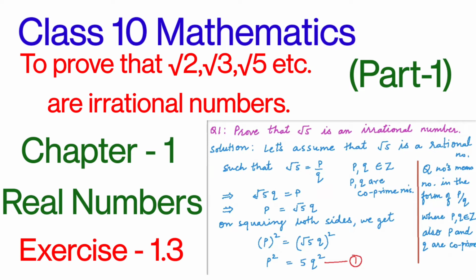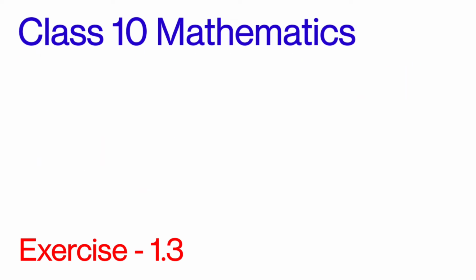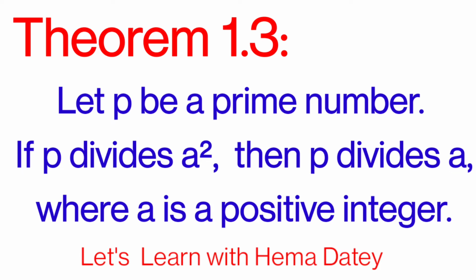In this video we are going to prove that root 2, root 3, root 5 etc. are irrational numbers. Before moving ahead, let's see theorem 1.3. Let p be a prime number. If p divides a square then p divides a, where a is a positive integer. We will use this statement to solve our question.